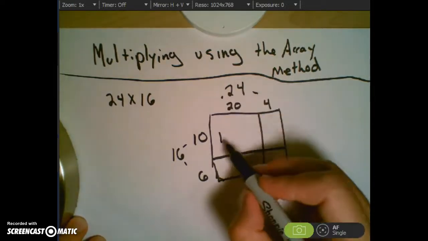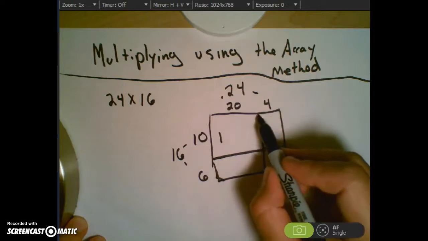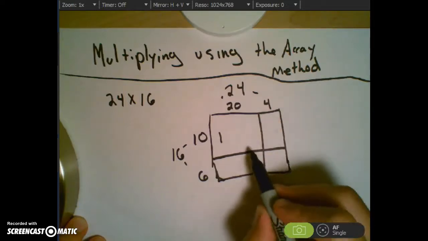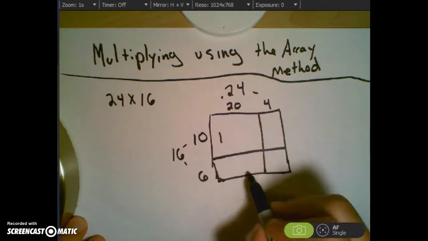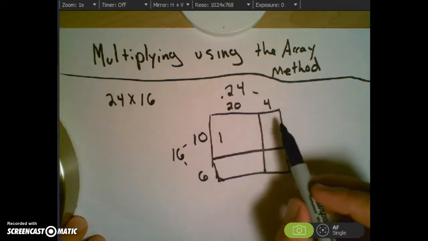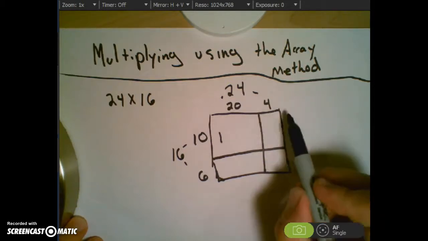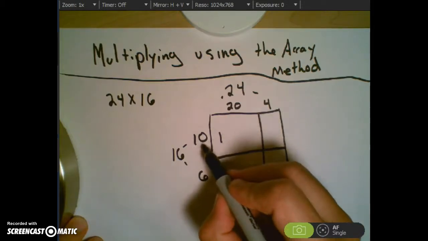Okay, now all we have to do is make our equations. Basically, what you're doing is multiplying each little section of the array, because it's easier to do 4 small multiplication problems than it is to do 1 large multiplication problem. And this can also work with 3-digit numbers. You just have to add one more little section to the array. Alright, so let's go ahead and set up our multiplication problems.